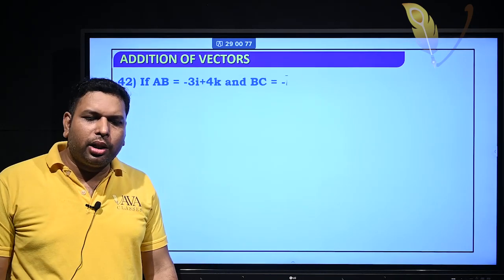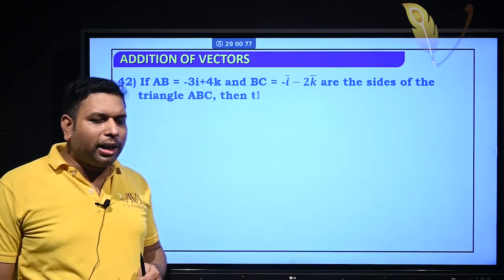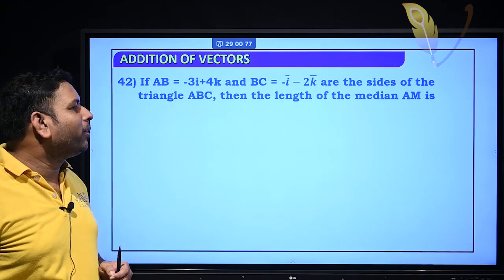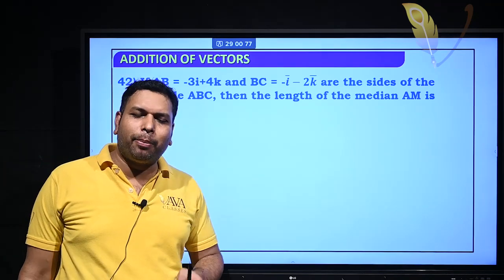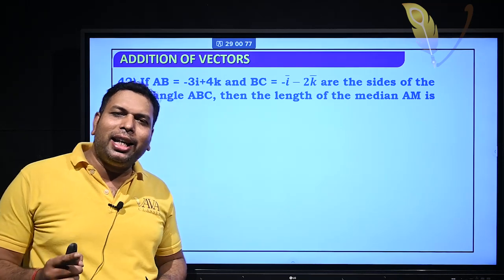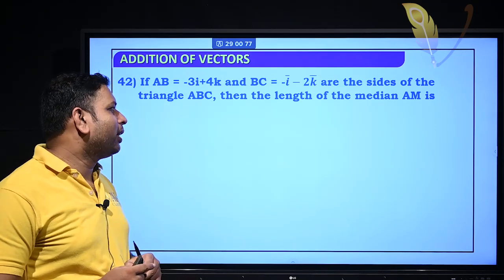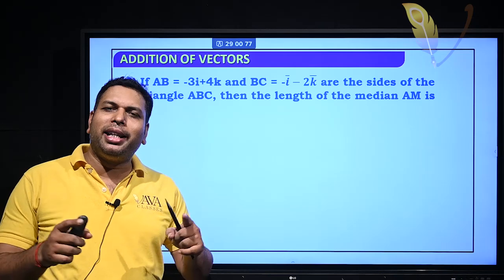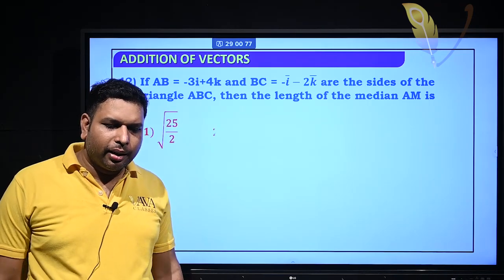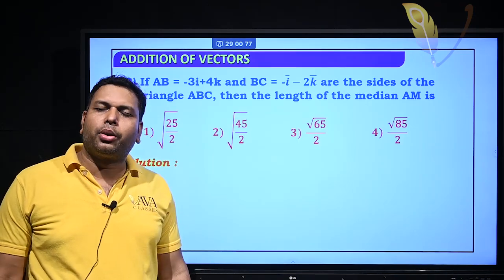Now question number 42. If AB equals minus 3i cap plus 4k cap, BC equals minus i cap minus 2k cap are the sides of the triangle ABC, then the length of the median AM is. These are the options, students.